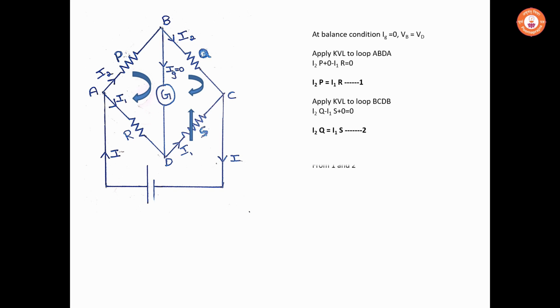From 1 and 2, you will get P by Q is equal to R by S. So you know the value of P, you know the value of Q, you know the value of S. So you need to find out the value of R. So rearrange the equation, you will get R is equal to P by Q into S. So you can find out any value of R which is attached to this bridge.